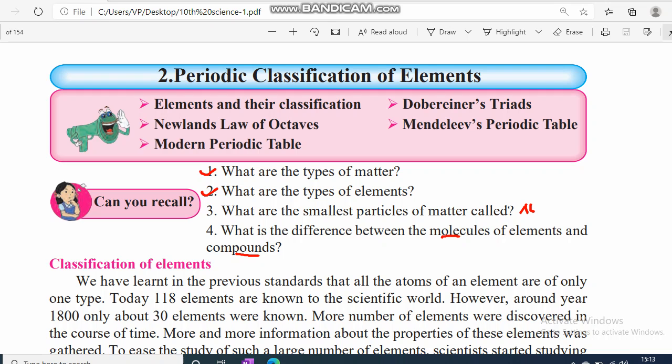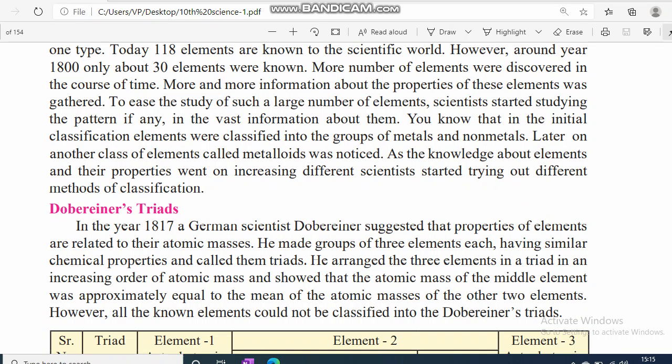Classification of elements. We will start the chapter from here. We have learned in the previous standard that all the atoms of an element are of only one type. Today 118 elements are known in the scientific world. However, around the year 1800 only about 30 elements were known. More elements were discovered in the course of time, and more information about their properties was gathered. Scientists started studying the pattern, if any, in the vast information about them.